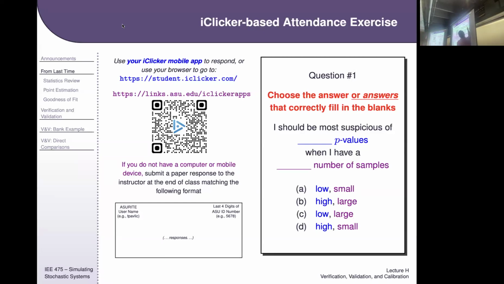So based on what we talked about last week, I should be most suspicious of either low or high p-values when I have either a small or large number of samples. And so A is low p-values with small samples, B is high p-values with large samples, C is low p-values with large samples, and D is high p-values with small samples. So we talked about when we should be suspicious of p-values and how it relates to the amount of data that were collected. So what do you think? Go ahead and let's get that number going.